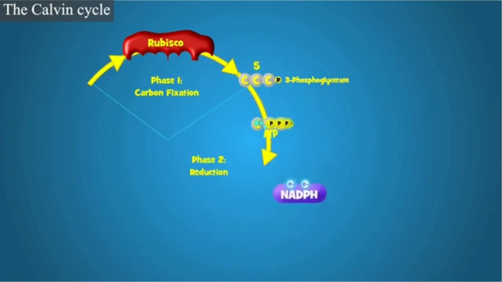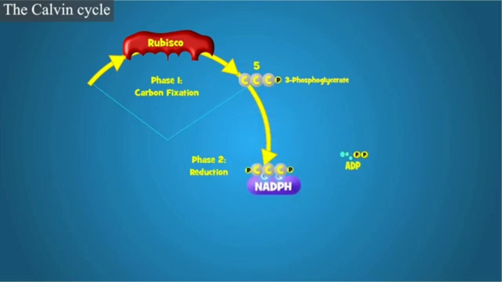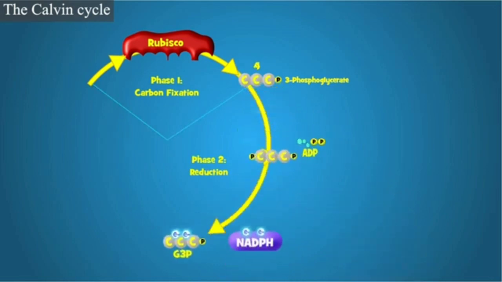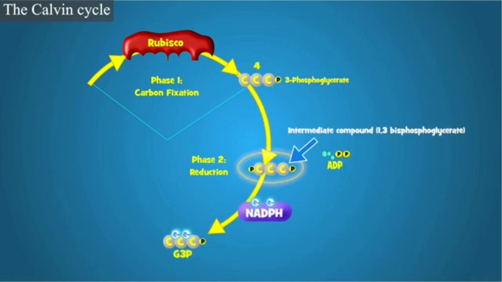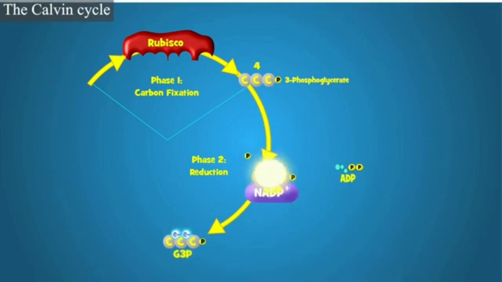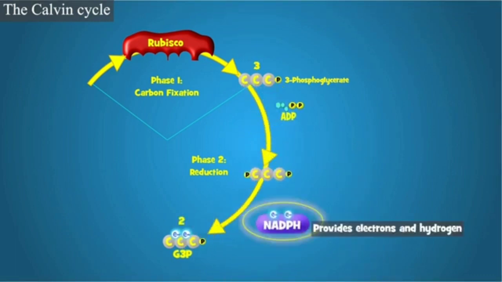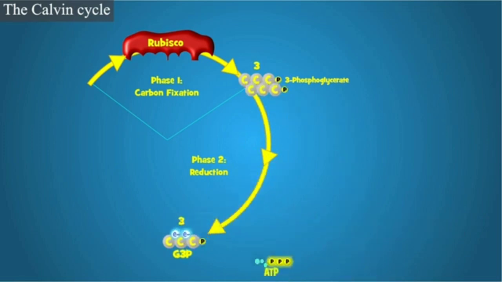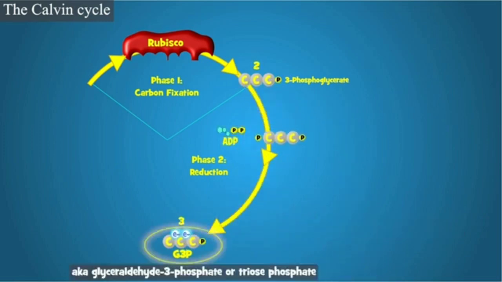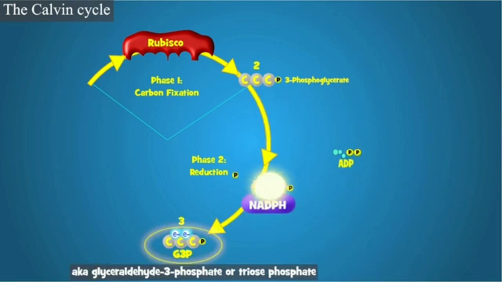In the reduction, ATP provides energy to make an intermediate compound. This reactive intermediate can be reduced, or gain electrons and hydrogen. The electrons and hydrogen come from NADPH and are used to reduce the intermediate compound to make glyceraldehyde 3-phosphate, or G3P. G3P is the key product of the Calvin cycle that is used to make sugar.